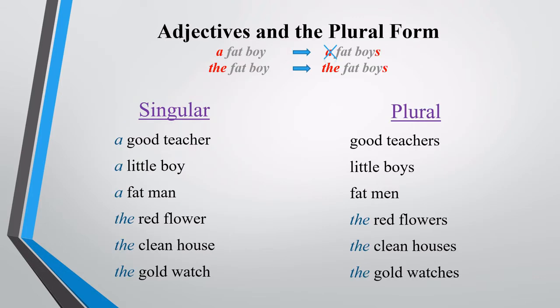Adjectives and the plural form. Let's see how we form the plural of the nouns with adjectives. A good teacher, good teachers. More than adding an s to the noun, we have dropped the article a in the plural form. But the red flower, the red flowers. Here we have not dropped the article the when creating the plural form.